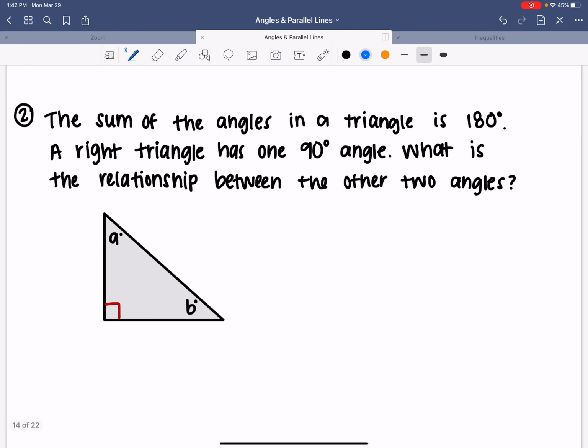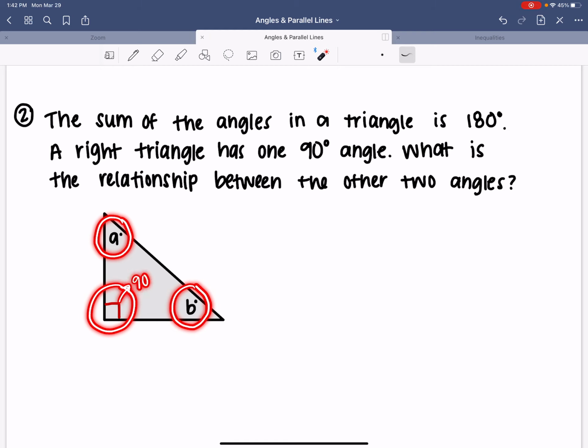Number 2, the sum of the angles in a triangle is 180 degrees. A right triangle has one 90-degree angle. So that is noted right here. This is the 90-degree angle in that triangle. What is the relationship between the other two angles? So what's the relationship between A and B if all three of these add up to 180 and this one here is 90 degrees?